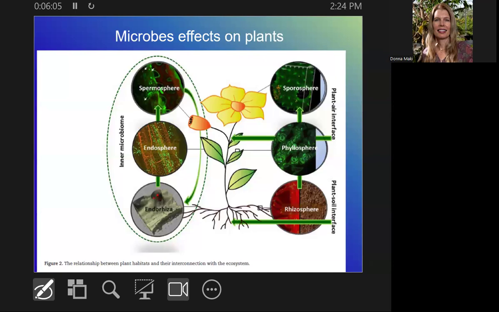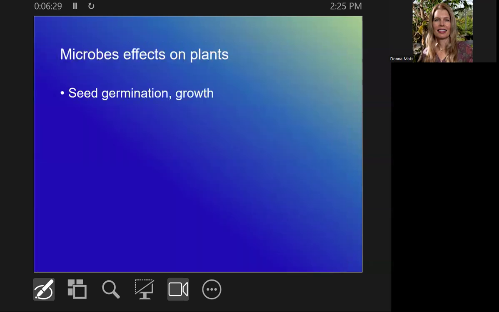We know from previous weeks of this class that microbes also are impacting plants. This is just a schematic showing that they're everywhere. They're in all parts of the body of the plant. You can find microbes, and of course, in the soil right next to them.